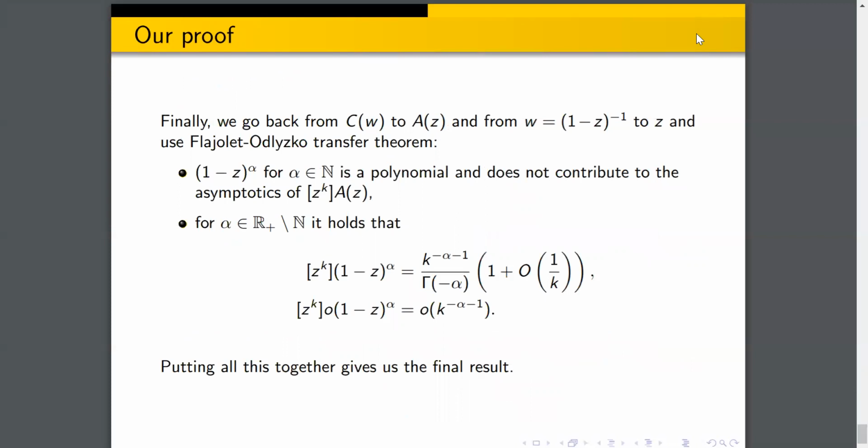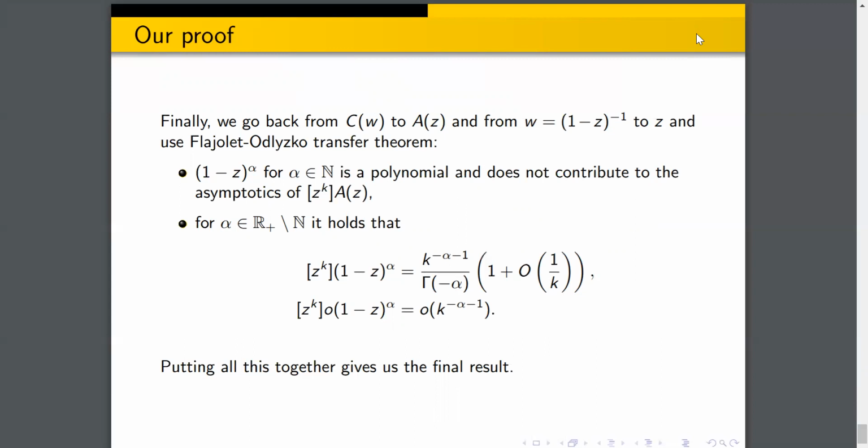Now, going from C to A, we need to go from W to Z. And since W was defined as 1 minus Z to the minus 1, we go from a polynomial in negative powers of W to a polynomial in positive powers of 1 minus Z. Okay. So if the part is 1 minus z to some power alpha, which is a positive integer, then it is straightforward. This is a polynomial. This does contribute to the asymptotics of A of z.